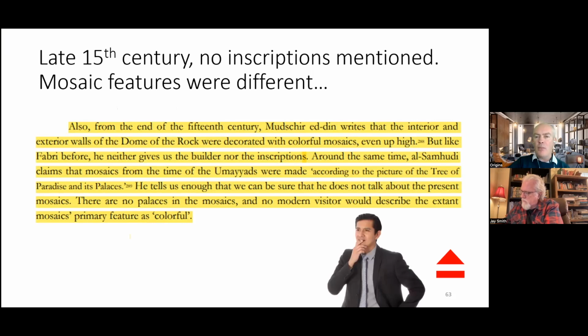Around the same time, al-Samhudi claims that mosaics from the time of the Umayyads were made according to the picture of the tree of paradise and its palaces. He tells us enough that we can be sure that he does not talk about the present mosaics. There are no palaces in the mosaics, and no modern visitor would describe the extant mosaic's primary feature as colourful.